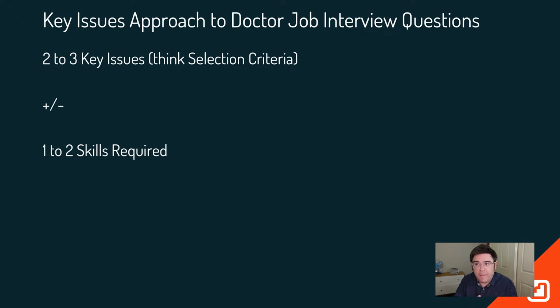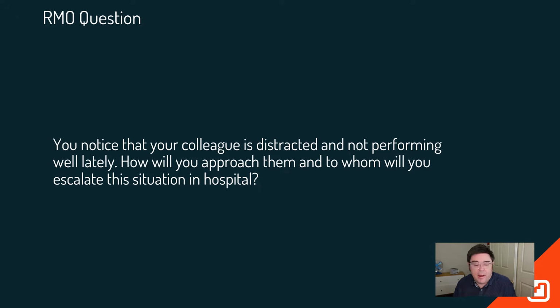So think, with the question that they've given you, what are the 2 or 3 key issues that need to be addressed? Think about the selection criteria, but don't get too hung up if that's not obvious. And then maybe also add in 1 or 2 skills or capabilities you're going to need to address whatever particular challenge they put to you in the question. So here's an example for you, an RMO, resident medical officer question. You notice that your colleague is distracted and not performing well lately. How will you approach them, and to whom will you escalate this situation in hospital?